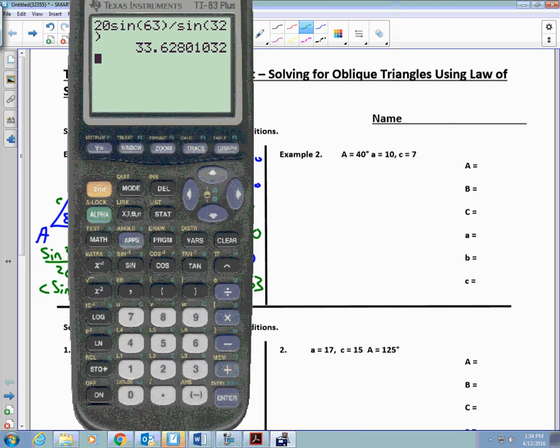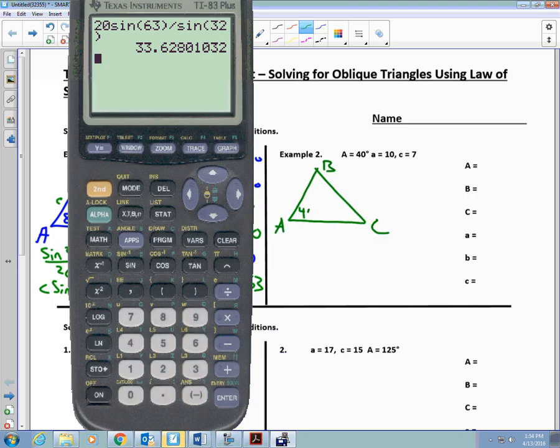Can anybody see just by looking at what makes this problem different? 2 sides. This is where things get a little bit more complicated, but we're going to stay nice and simple today. We have A, B, and C. This is 40 degrees, and then side A is 10, and side C is 7. I've got 40 degrees, C is 7, and A is 10. Now, how many sides do I have? 2. So it's either going to be side, angle, side, or side, side, angle.